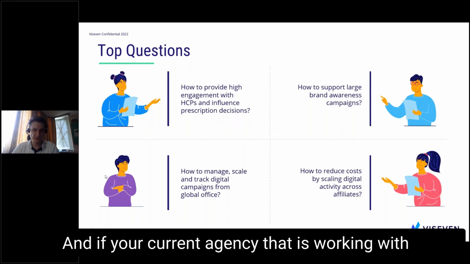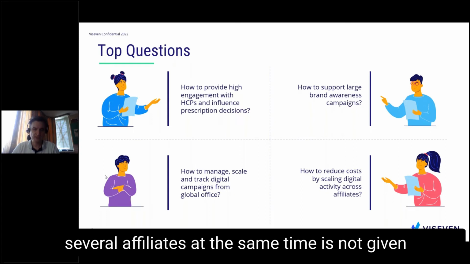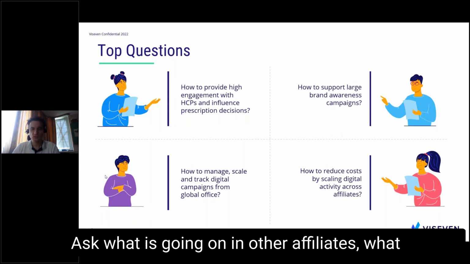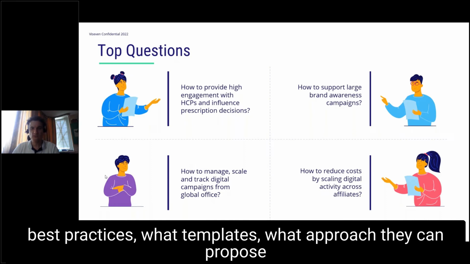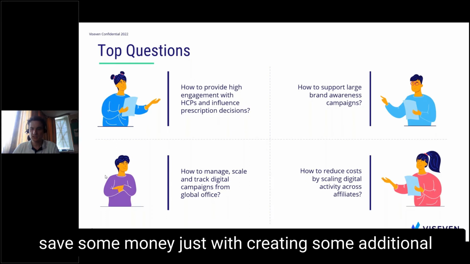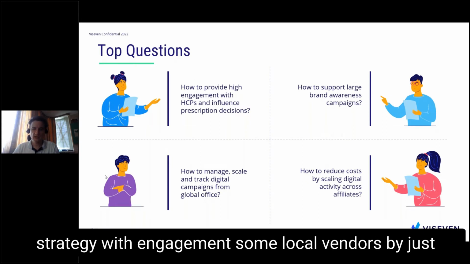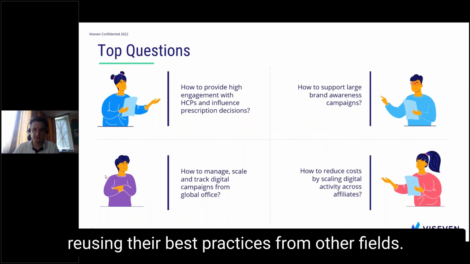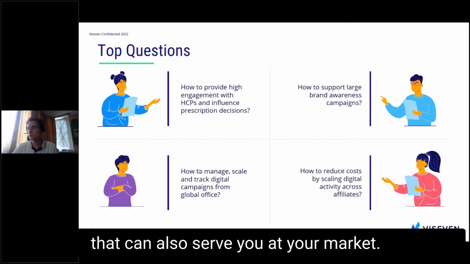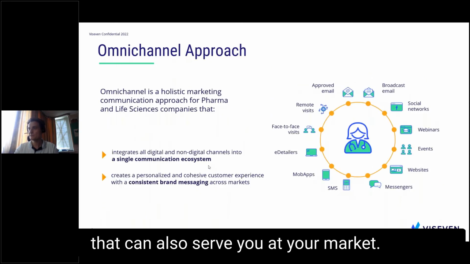And if your current agency that is working with several affiliates at the same time is not giving you this benefit, just ask them to share it. Ask what is going on in other affiliates, what best practices, what templates, what approach they can propose that they see working better in other markets, and you will just reuse it. In this case, maybe you will even save some money, instead of creating additional strategy and engaging local vendors, by just reusing the best practices from other affiliates, what is working in the best way for them, and that can also serve you in your market.